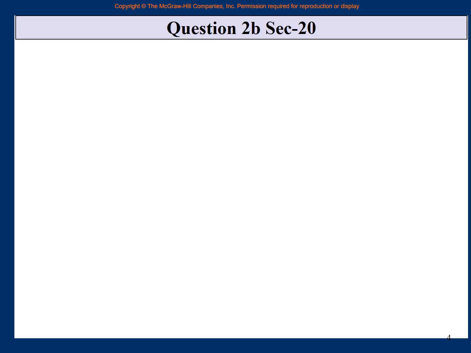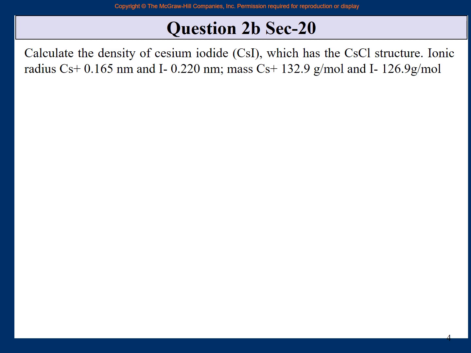With that, we move to the last question of this tutorial, question 2B of section 20, the numerical type of question. So let's see. Calculate the density of cesium iodide, which has the cesium chloride structure. Ionic radius of cesium 0.165 and of iodine ions 0.220 nanometers. Mass of cesium 132.9 and iodine 126.9 gram per mole. A very, very basic, simple question.